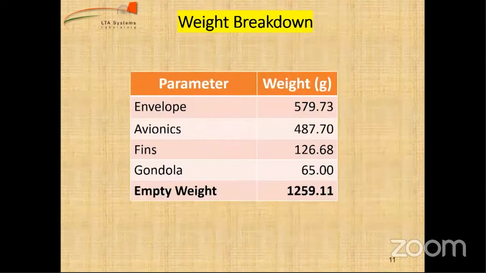So now these are all the parameters that you got before. Envelope, fins, gondola you had from previous tutorials. Avionics we have just now. This is the total, or the empty weight, of the airship that we have. So 1259.11. I hope you're aware what empty weight is, right? Mass without payload.